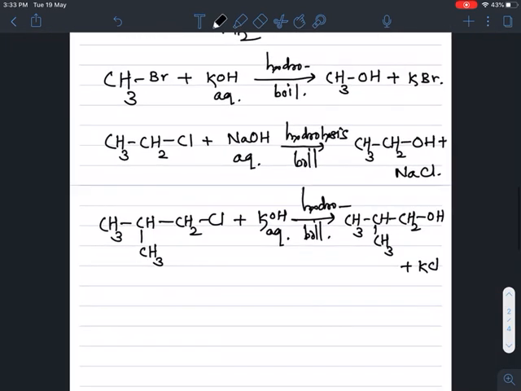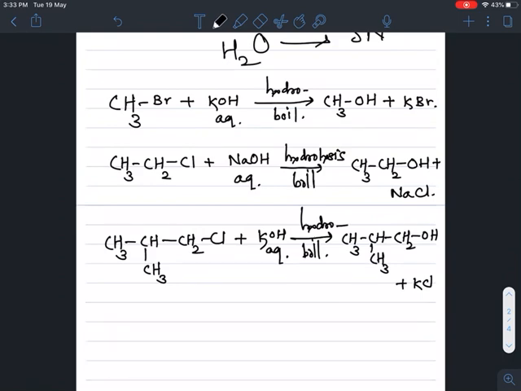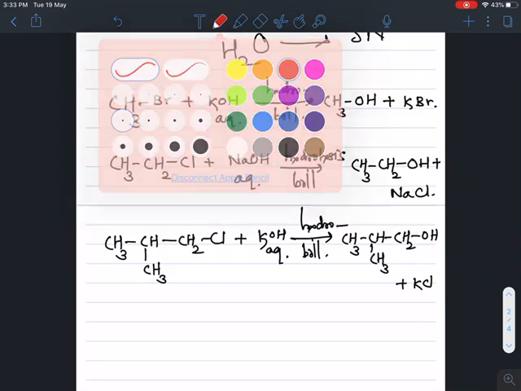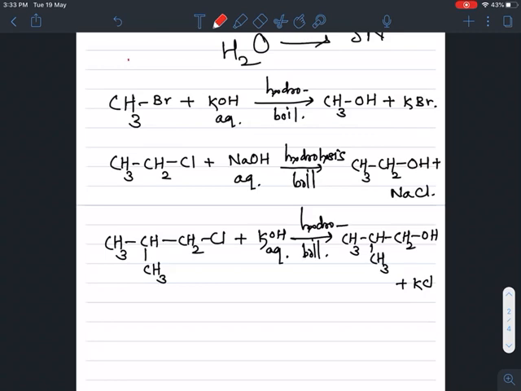So if you observe these 3 examples, what is the functional group of this alkyl halide? Which type of alkyl halides are these examples? These are primary alkyl halides.